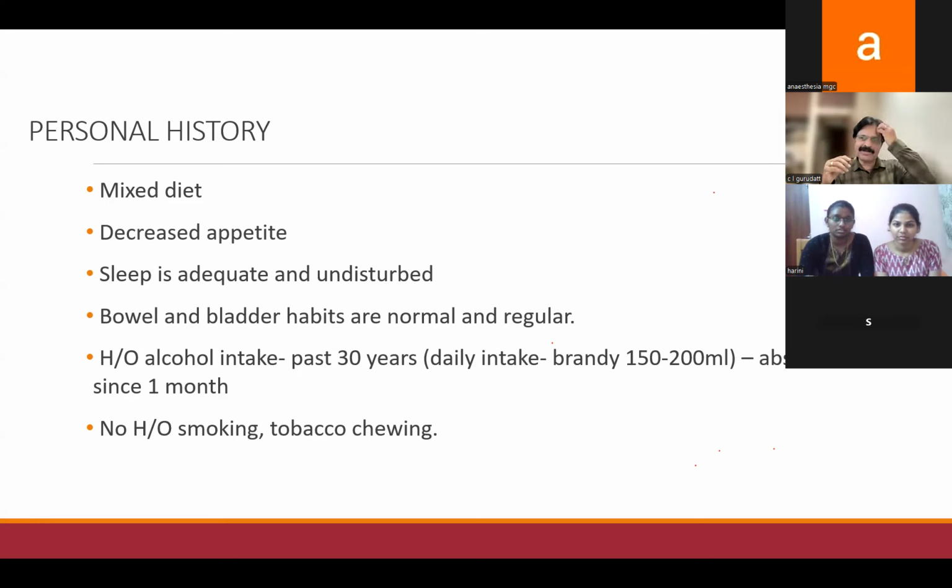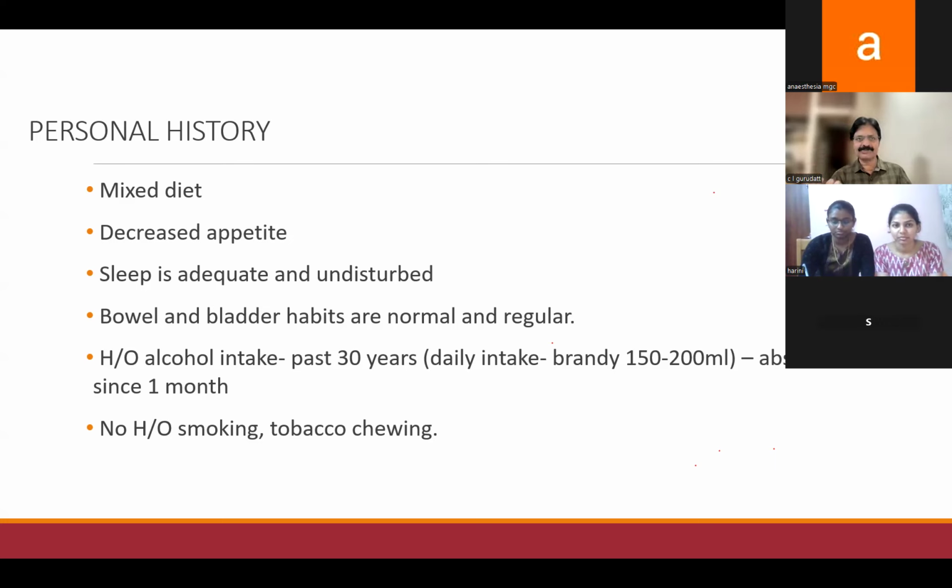What do you mean by a full bottle of alcohol? How much does it contain? 750 ml, sir. One full bottle of alcohol is 720 to 750 ml, because you must have heard about small peg, large peg, quarter. One small is 30 ml, actually 1 ounce. One large is 60 ml, and a quarter is 180 ml, and four quarters make one bottle.